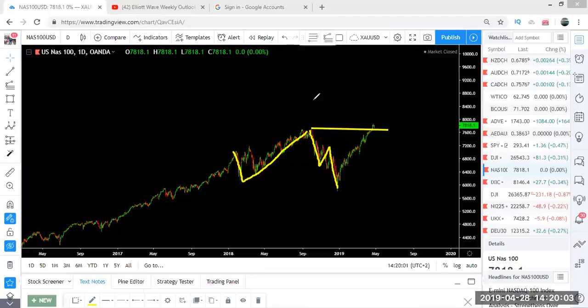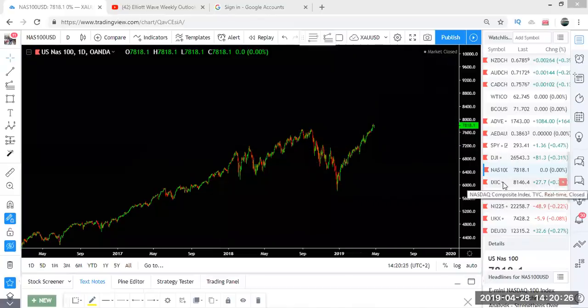Right, so now the structure here is a simple three-wave pullback with a running flat in the middle. Now we have pushed higher. We're making another corrective structure that we're going up here. So that's why we're expecting the S&P 500 to also keep pushing higher. Next week, I'll show the structure for this scheme on all the indices.